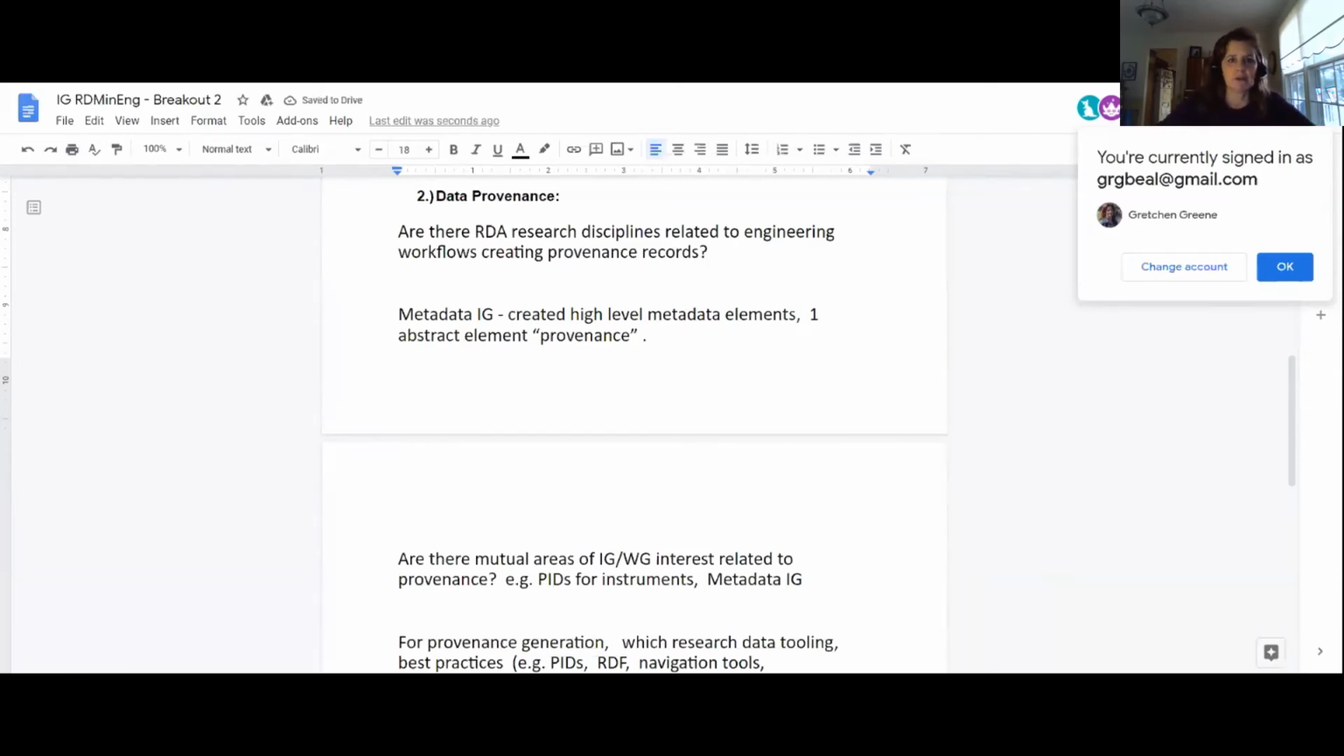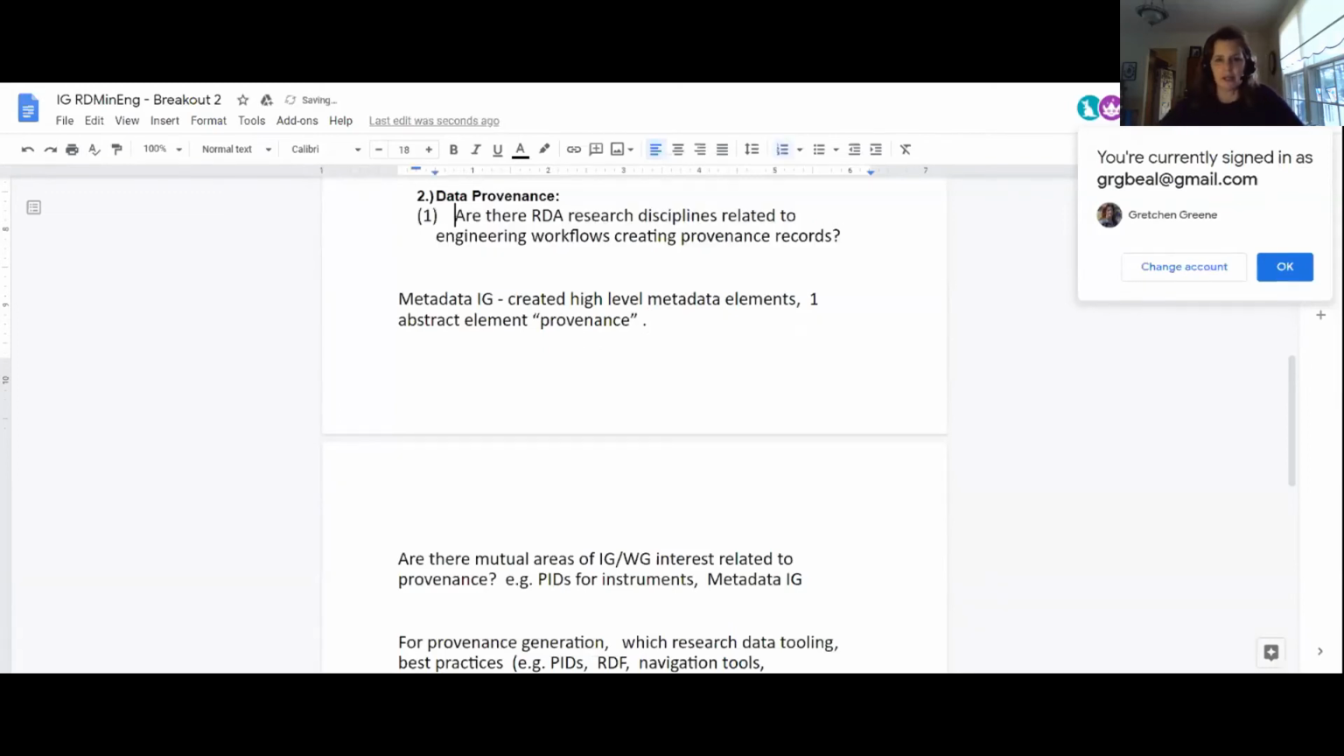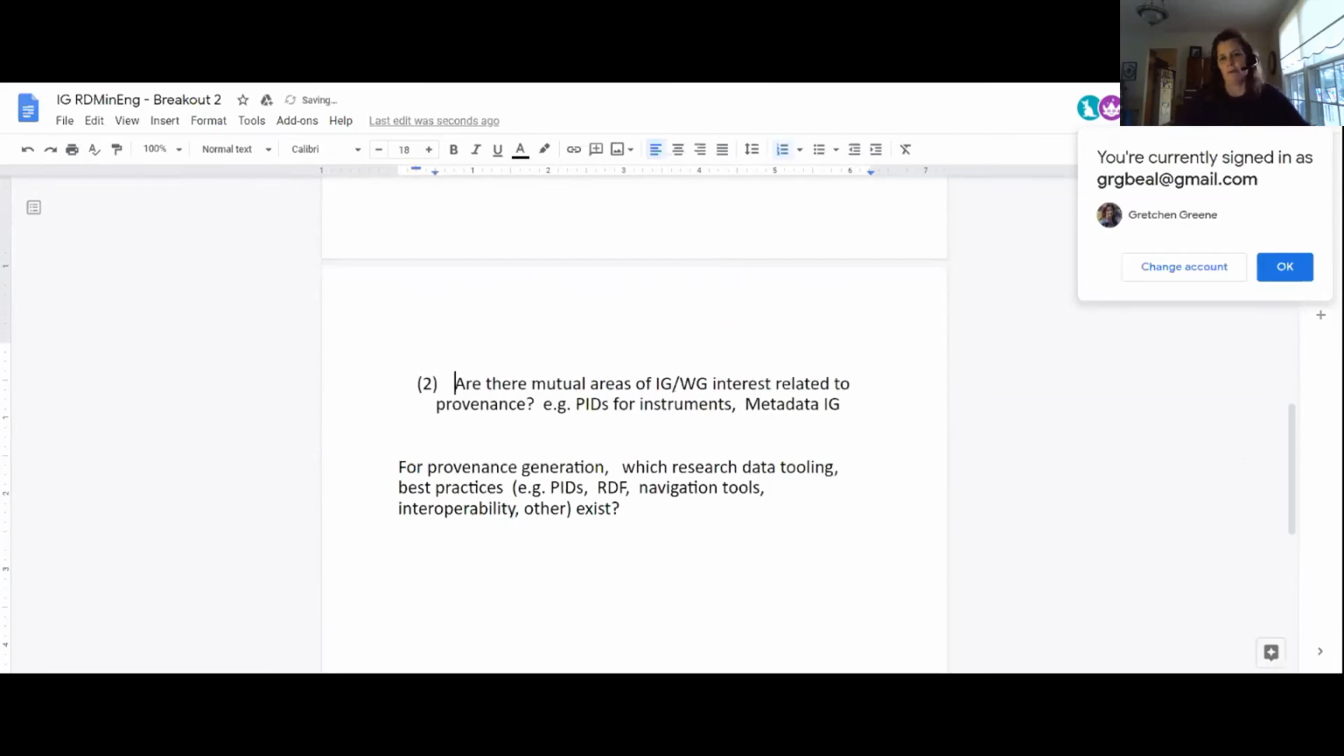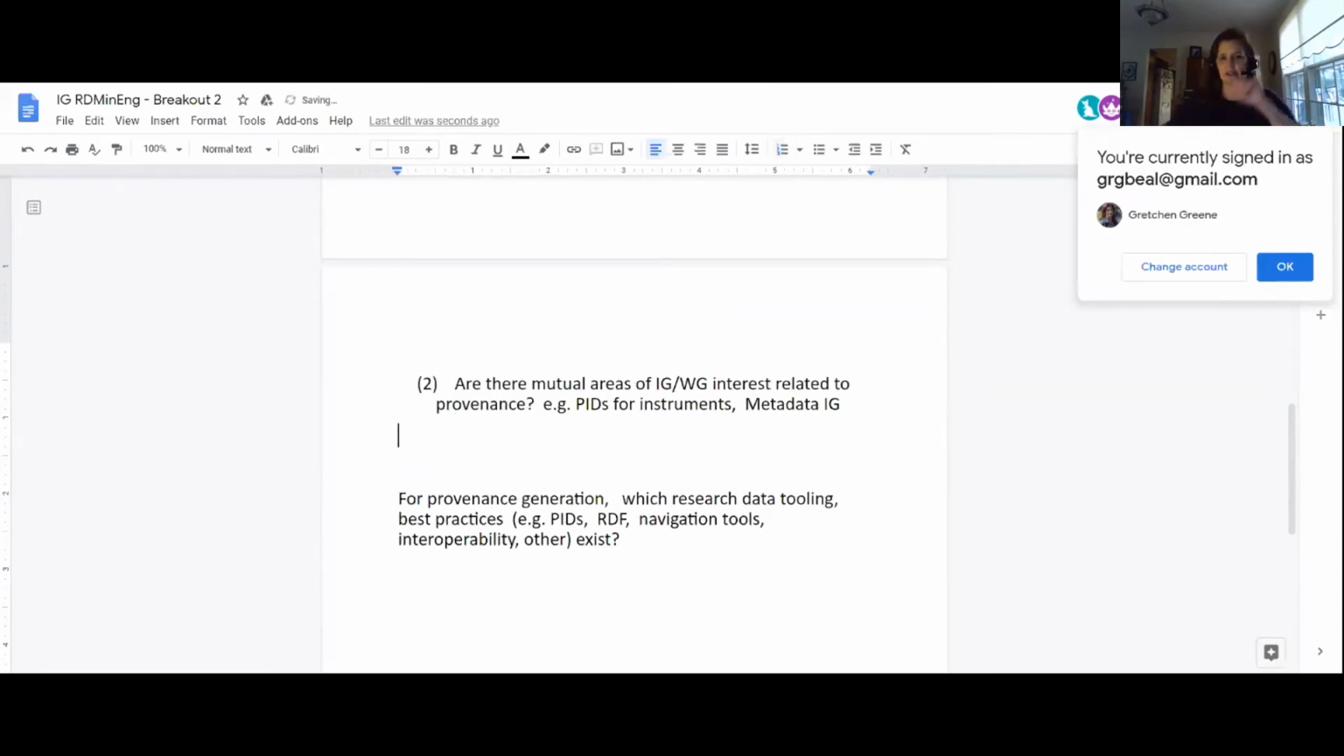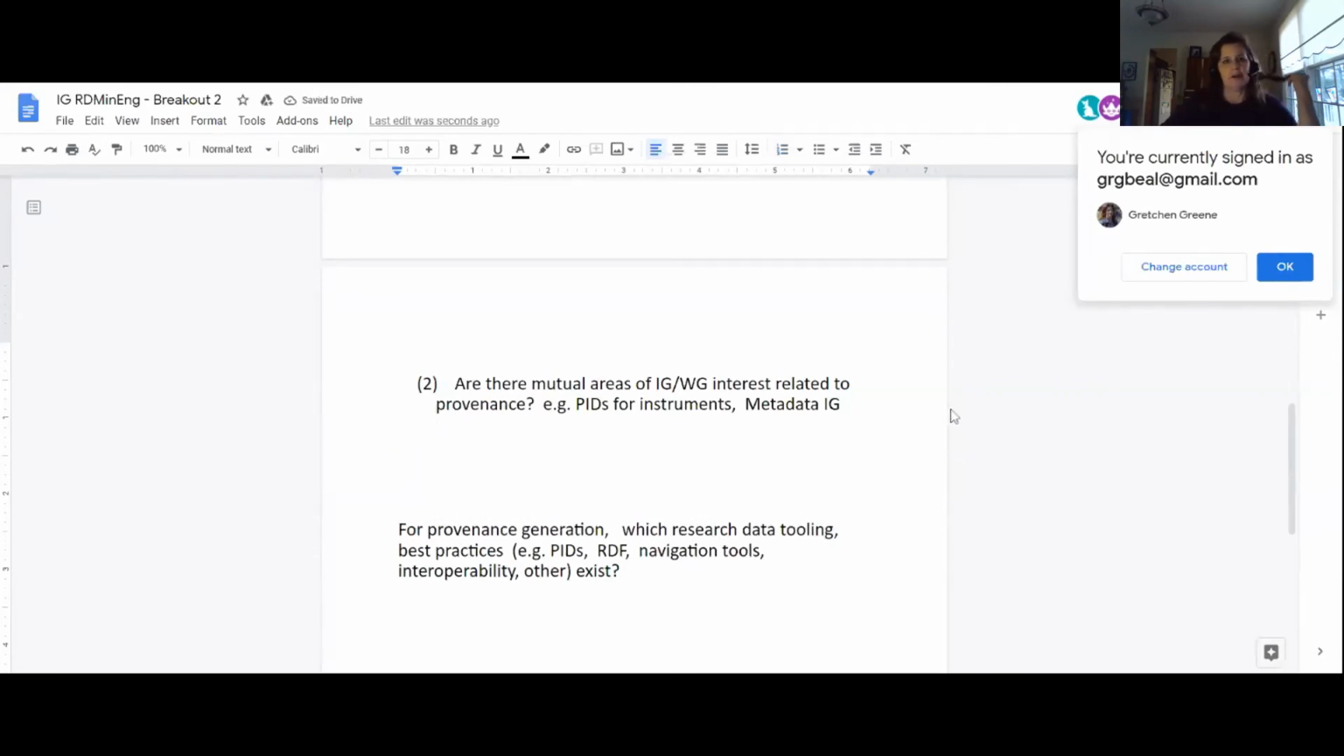Okay, so I'll just move on. That was the first question. The second question, and I would really hope some people know some answers to this, is what other interest groups and working groups? We heard a little bit about the joint session we had yesterday with the metadata interest group, where they have one provenance element as part of their metadata definition that they're working on. Are there other interest groups or working groups that you're involved with that are working on provenance and that may have an interest in collaborating with the engineering interest group, or not?